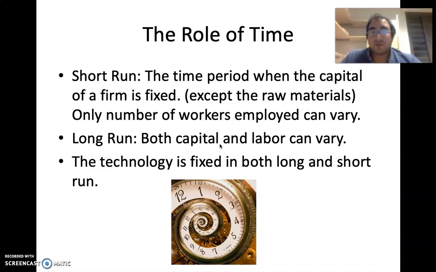And again, the time frame depends on how much time you need to get more machines and better infrastructure, so to vary the amount of capital you have. Fixed also means you cannot sell the machines you already have, or get to a smaller place if your demand is low. You cannot decrease your capital if some of it is redundant in the short run. In the long run, you can do that.